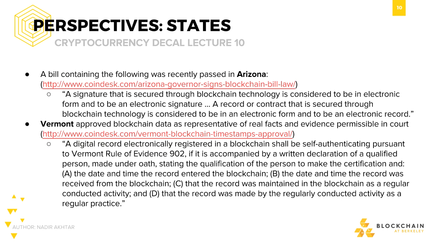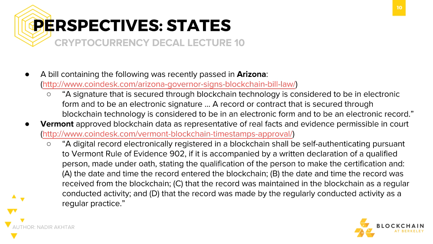All right, so let's take a look at some perspectives. A lot of U.S. states, by default, have said that cryptocurrencies aren't recognized as legal currency, and that blockchain information is not recognized as valid information. But recently, Arizona signed a bill stating that a signature secured through blockchain technology is considered to be in electronic form and to be an electronic signature. The same applies to a record or a contract, which is considered to be an electronic record. This is very important because it says that the information on blockchain is actually valid and legal to be used in a court of law, given that there is sufficient evidence that the information and signatures have been validly verified and procured.